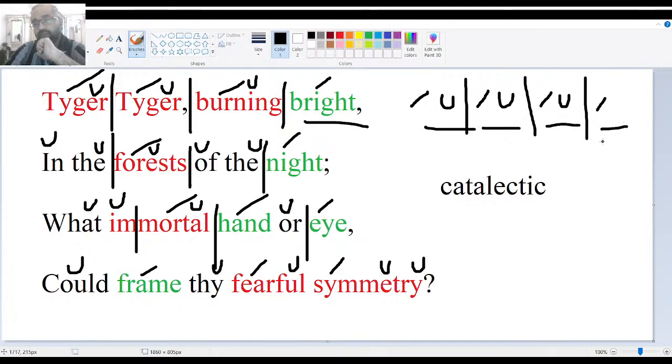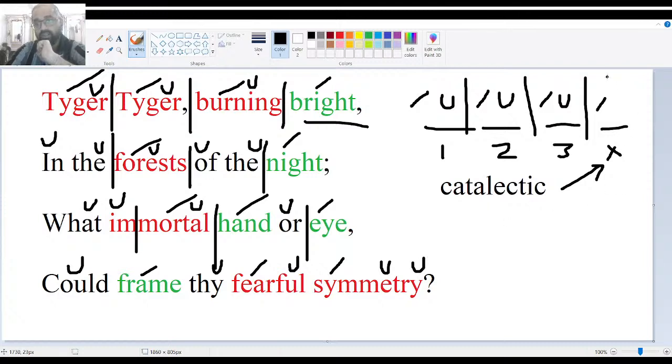This stressed syllable is not followed by an unstressed syllable, so you cannot really consider this to be a proper foot. Okay, so this is a foot, this is a foot, and this is a foot as well, but not this. This is an example of catalectic. So if you have 3 meters, it's a trimeter. It's a trimeter catalectic, to be precise.